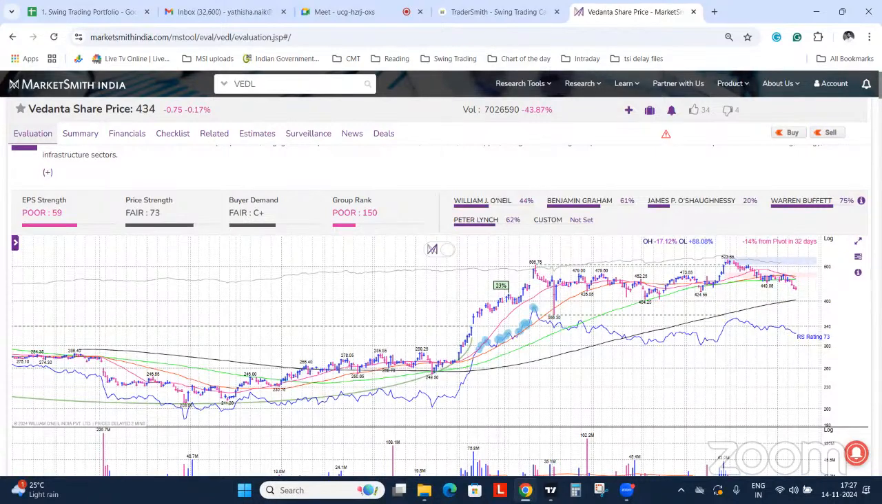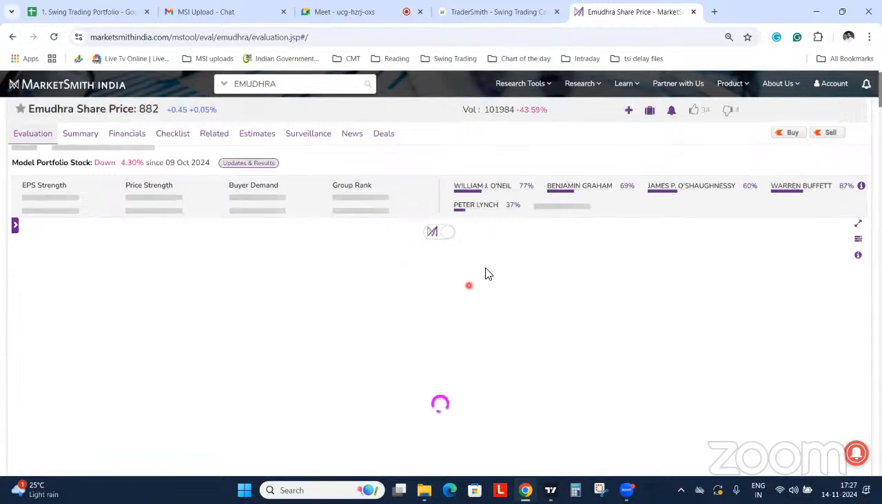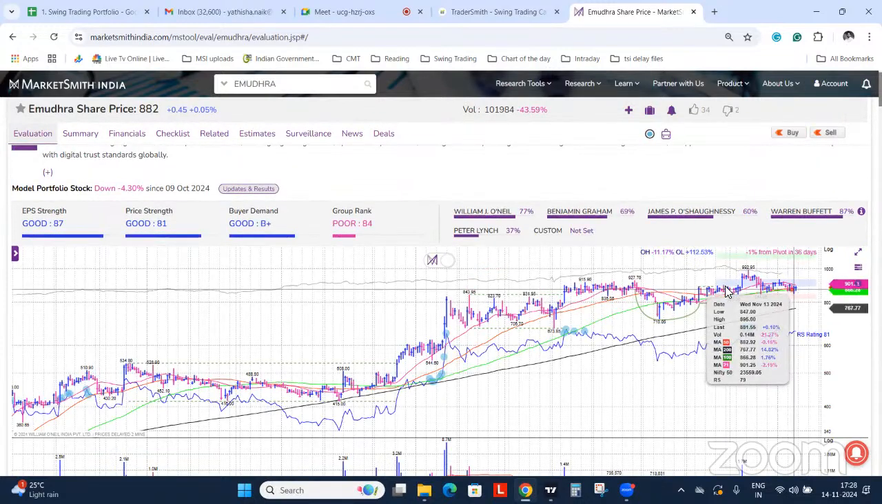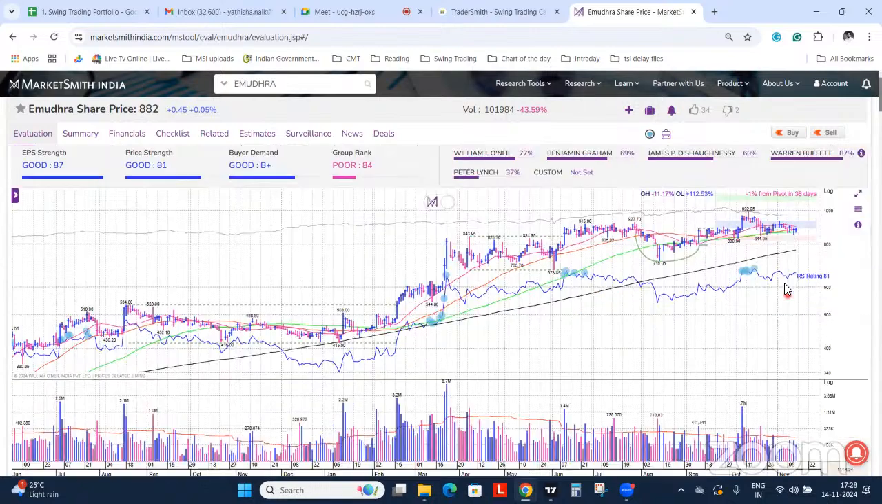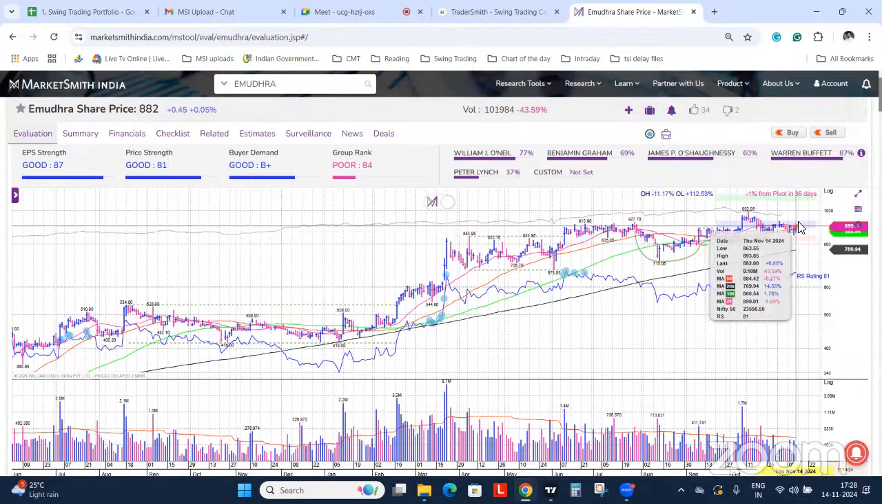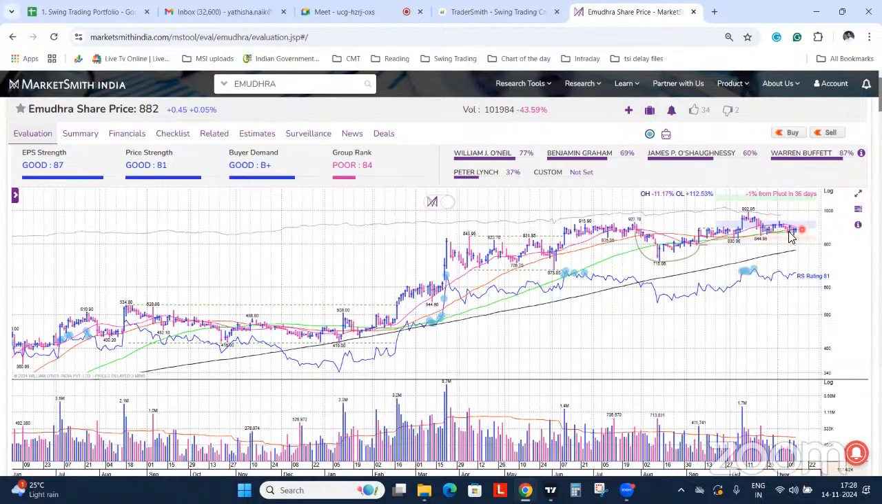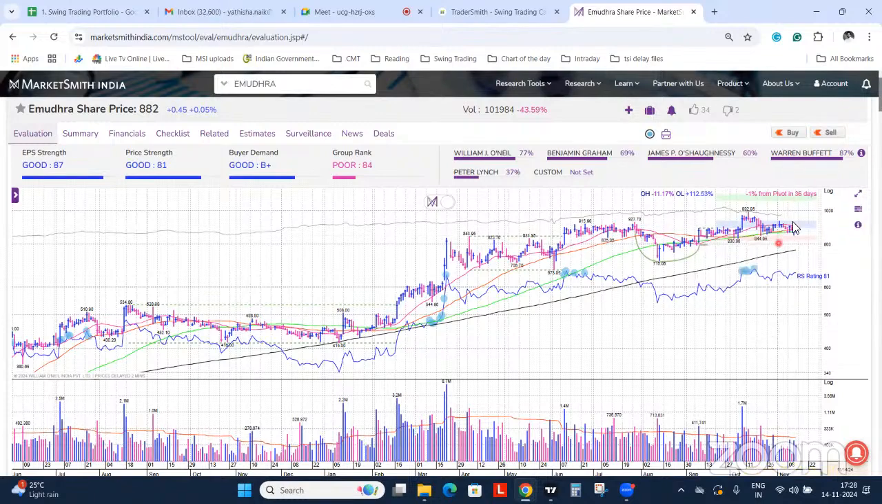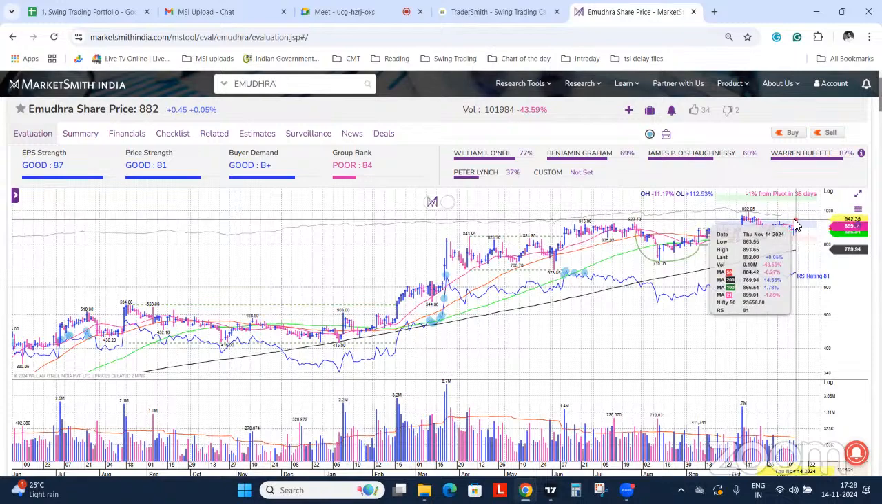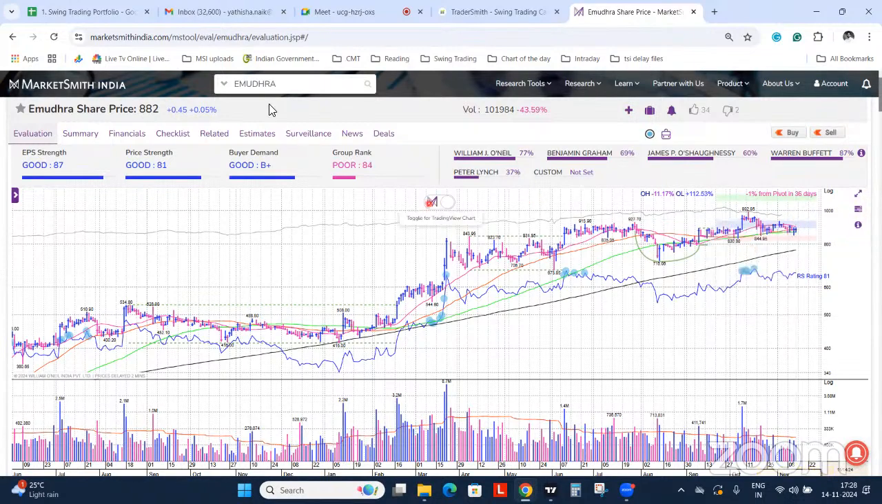Next one is eMudra. eMudra is trading in a sideways range, and today it is still trading in the sideways range. Despite the overall market weakness, the stock is holding up very well, and it is better to wait for some more time. There is no trend change on either side in this stock. A trend change is likely to happen only after a close above the 940 level. So better to wait and watch.